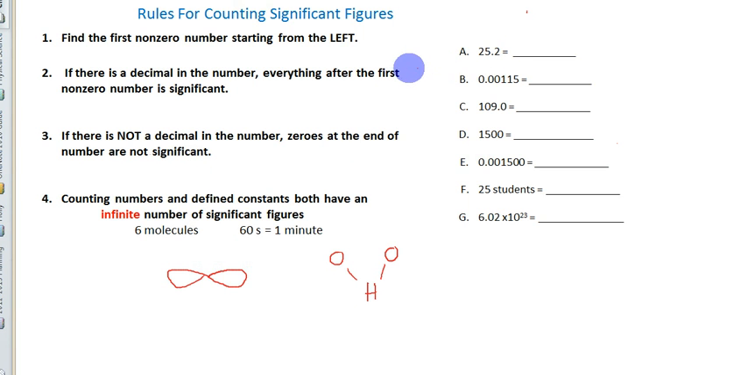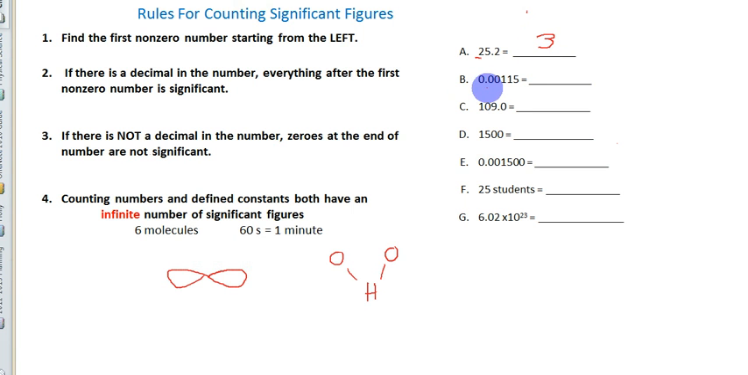Okay, remember we're always looking from the left, trying to find that first non-zero number. So A shows 25.2. Well, that first number we get to is not a zero, so we're going to start counting significant figures from there. And then we're just trying to determine if there's a decimal. Yes, there is. That means that anything after this first significant figure will be significant. So 1, 2, 3.